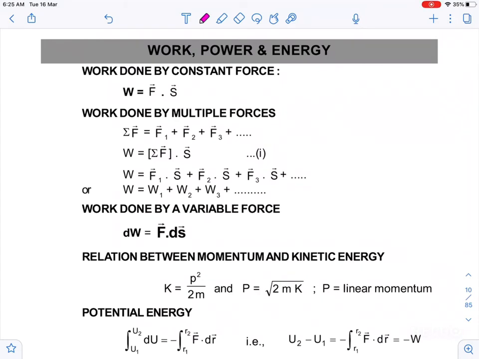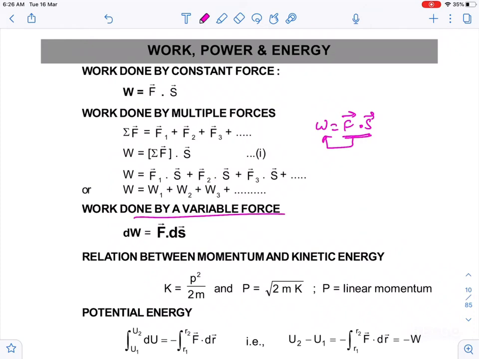Now guys, the work energy chapter is very important for JEE Mains and Advanced also. So what things do you have to keep in mind? Work is the dot product of force and displacement. Since this is a dot product, work is a scalar quantity, you have to keep in mind.